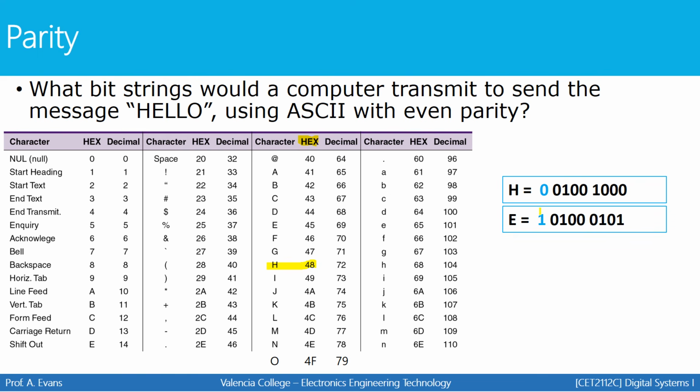If I were to send the letter E for hello, that's 45 in hex. Write the 4 as 0100 and the 5 as 0101 and count the number of bits. I have 1, 2, 3 bits. I'm using even parity, so I need an even number of bits. I'm going to make that bit a 1 so that they're even.